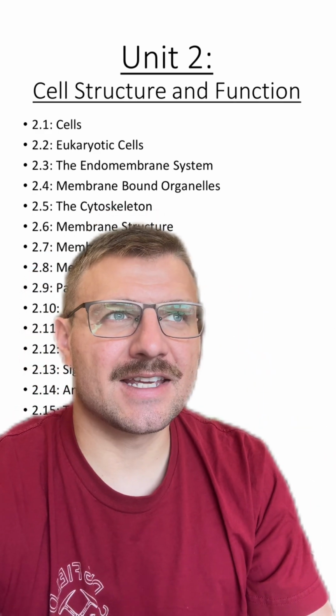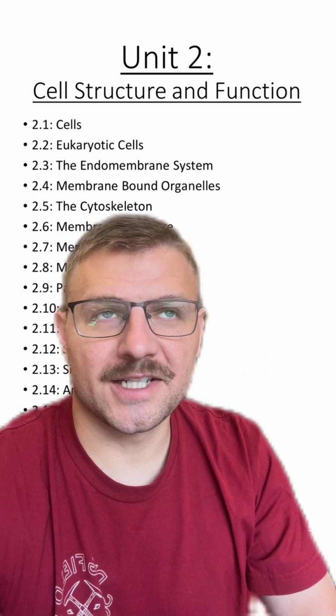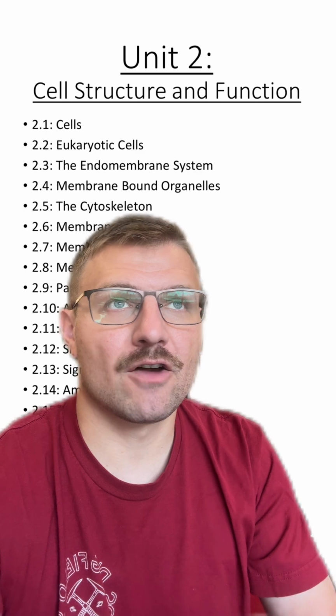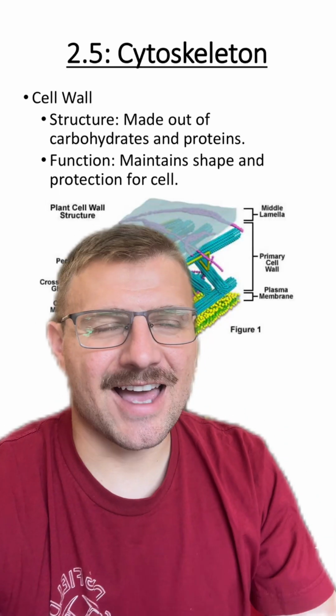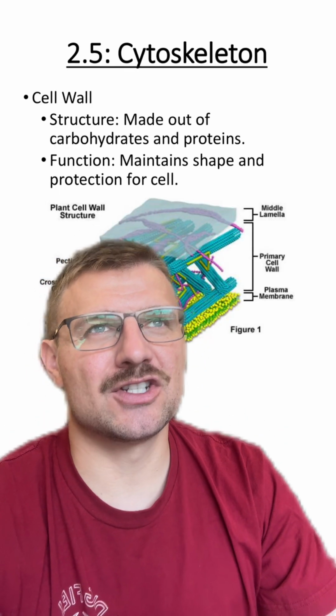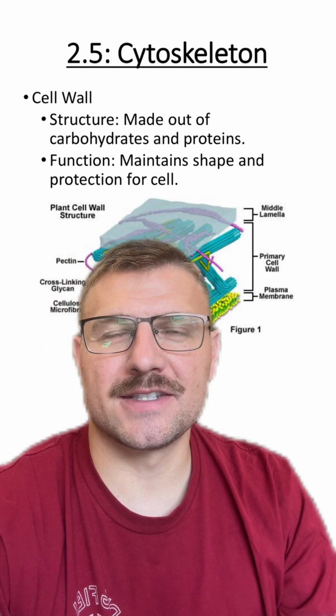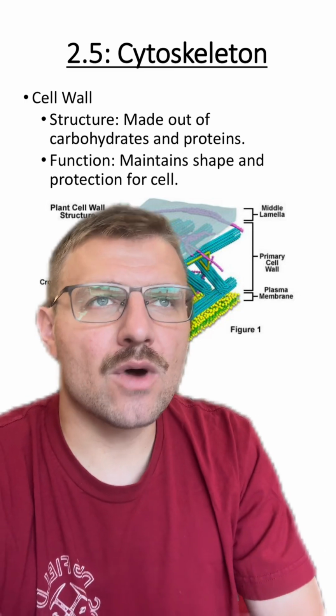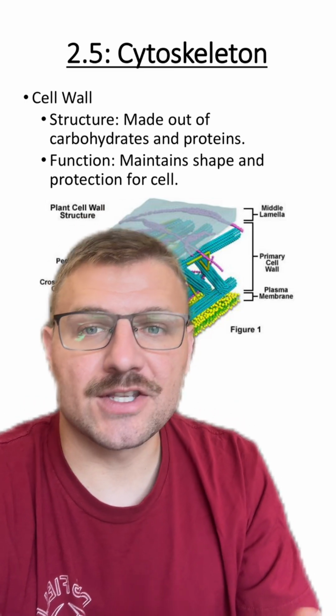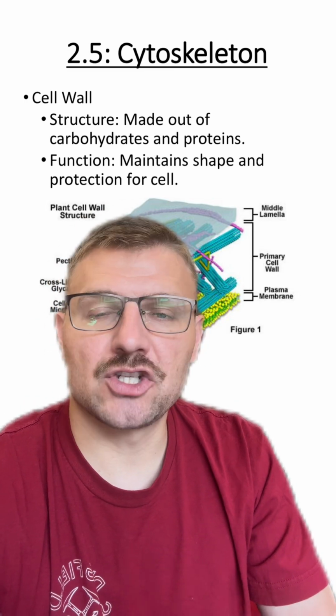The cytoskeleton is an internal framework of proteins that help support the cell from the inside. And oddly, I'm going to throw in the cell wall in this section just because it doesn't really fit in the other sections and it kind of helps support the cell, but from the outside. The cell wall is specifically made of carbohydrates and proteins and helps maintain the shape of the cell.